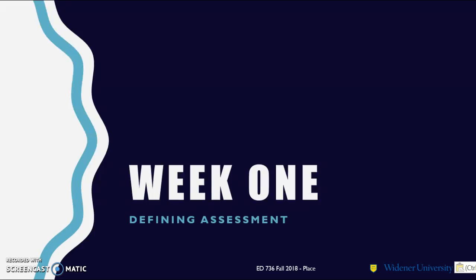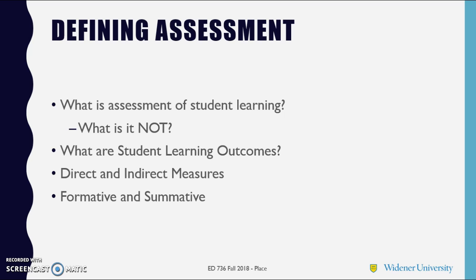In this first module, we're going to look at assessment and some of the questions that we'll be exploring throughout the next few weeks. Some of those questions are, what is assessment of student learning? What types of activities fall under that bucket? And what is not student learning assessment? What are student learning outcomes and how do we create them? And then what are direct and indirect measures? And what is the difference between formative and summative assessment? You'll be using some of these things in your discussion in this first module.